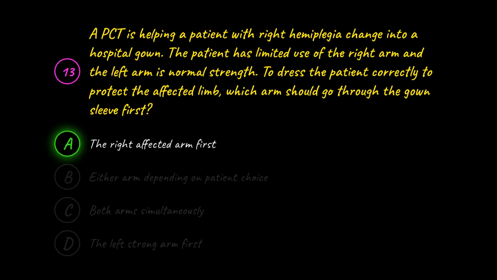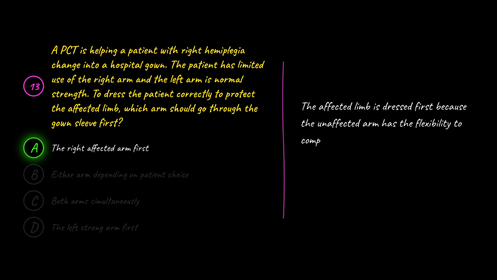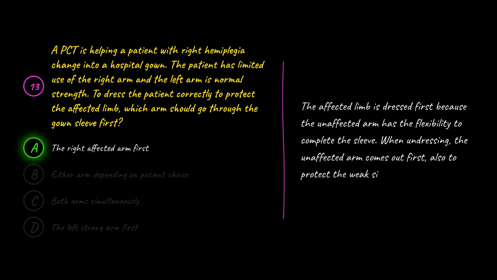The correct answer is A. The right affected arm first. A is correct because the affected limb is dressed first because the unaffected arm has the flexibility to complete the sleeve. When undressing, the unaffected arm comes out first, also to protect the weak side from strain.